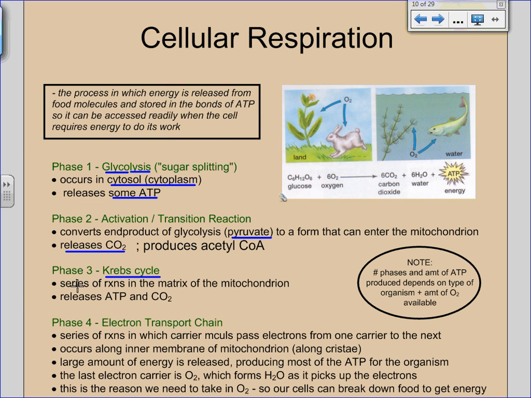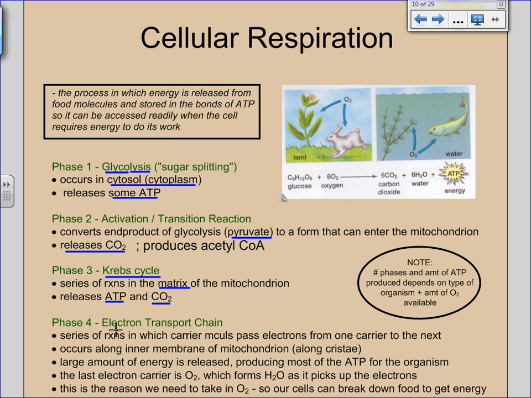The Krebs cycle is a series of reactions that happens in the matrix of the mitochondrion. Remember, the mitochondrion is the powerhouse of the cell, so because this is the process that gets us all the energy out of our food stuff, it makes sense that these larger phases are happening in the mitochondrion. In the process, a small amount of ATP and most of the carbon dioxide that we produce are released. So this activation part up here releases some carbon dioxide, but the Krebs cycle ends up releasing the most.